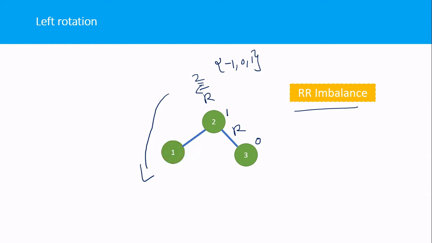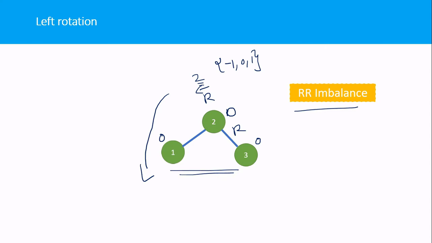Now if you consider node 1, it does not have any left or right child, and its balance factor is 0, and node 2 has one left child and one right child, so its balance factor will become 0. Now all the nodes are balanced. This is how an AVL tree maintains its balance.